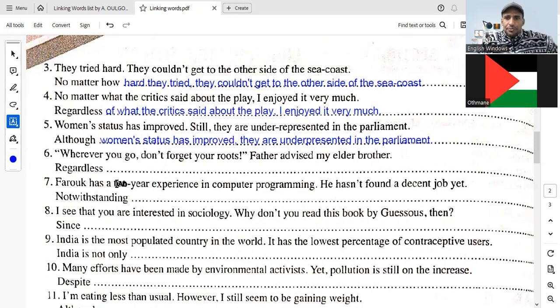Wherever you go, don't forget your roots, your origin. Father advised my elder brother. So the father advised my elder brother. We have here regardless, what? Regardless means what? Regardless of, meaning regardless.